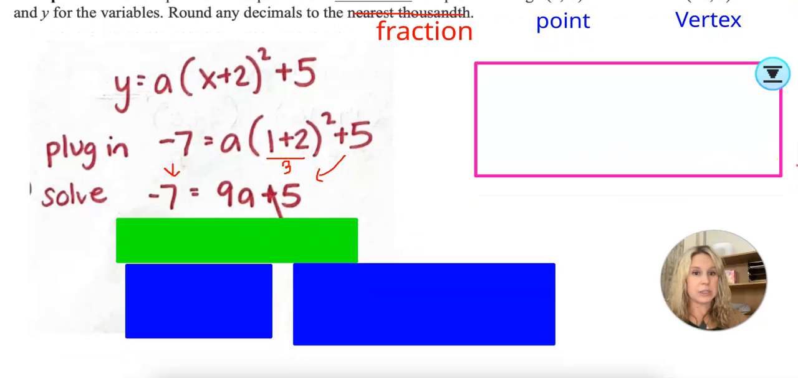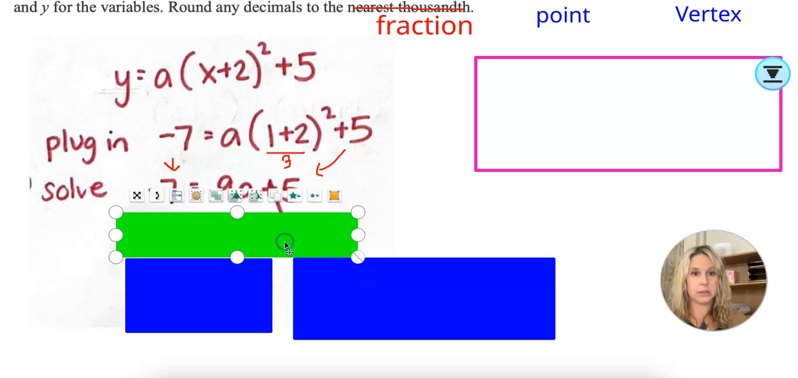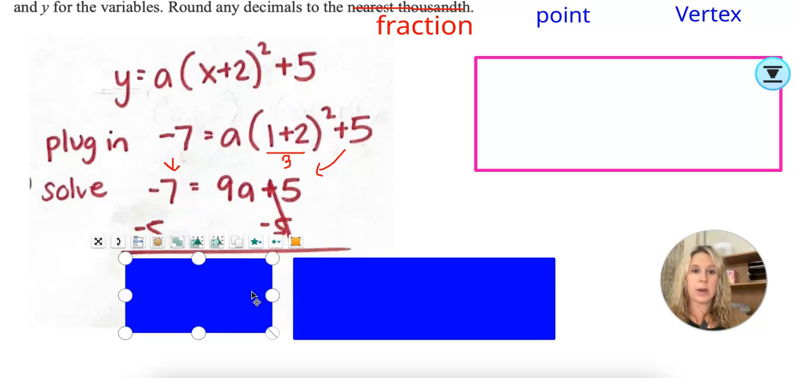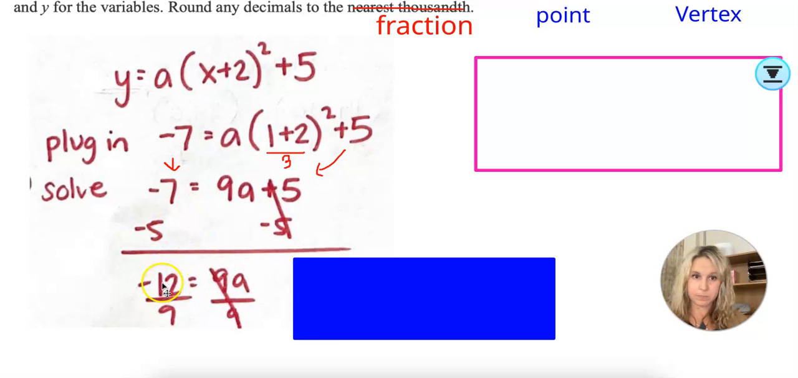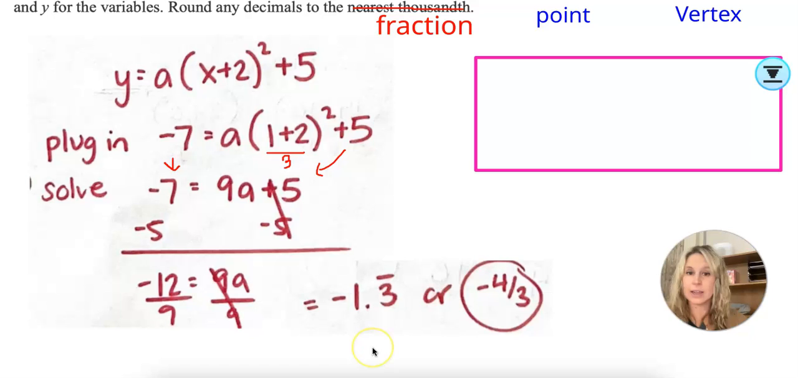To solve this, you would subtract 5 on both sides. Negative 7 minus 5 would get you to a negative 12. Drop down this 9 and then divide by 9 on both sides to get us negative 1.3 repeating, or if you hit math enter enter in the calculator, that would give you the fraction negative 4/3. I believe for your assignment it's going to want a simplified fraction, so I would use that math enter enter button to get negative 4/3.